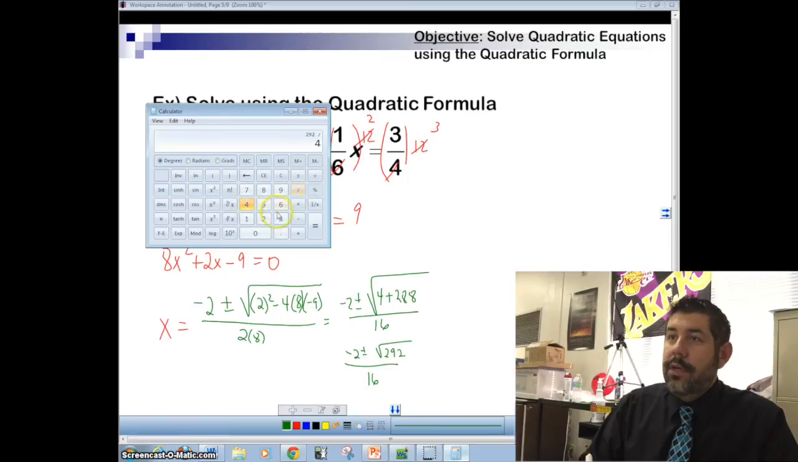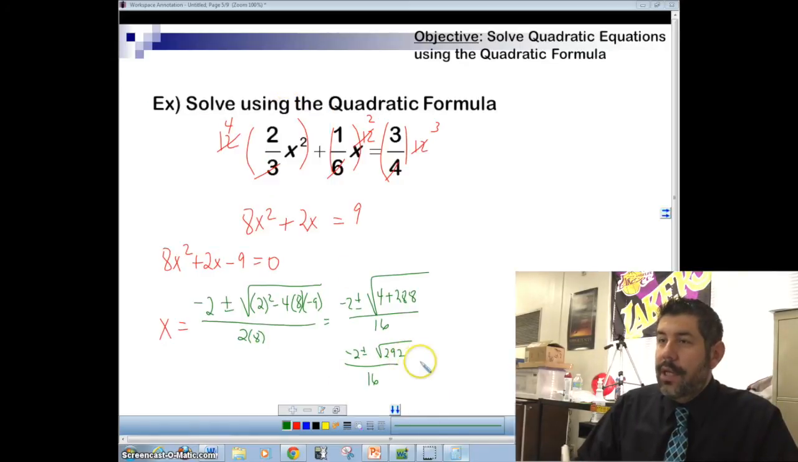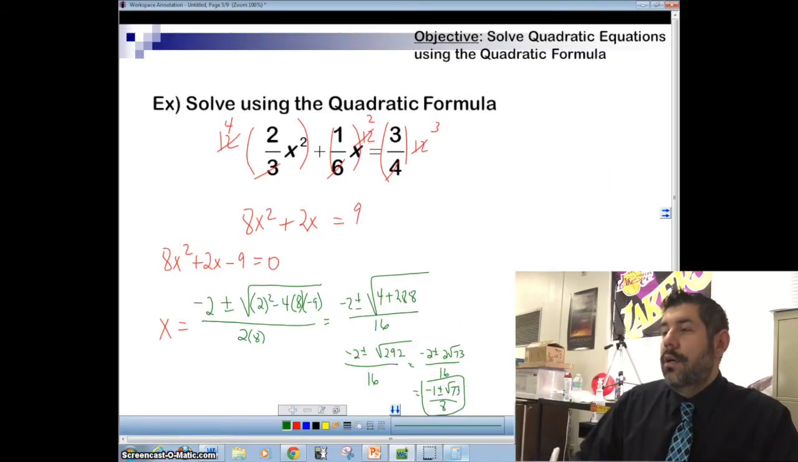292 divided by 4, 73. Okay, so there we go. We got 2 root 73. So that's not very nice looking. Over 16, which finally leads us to negative 1 plus or minus root 73 over 8. Ugh. Okay.